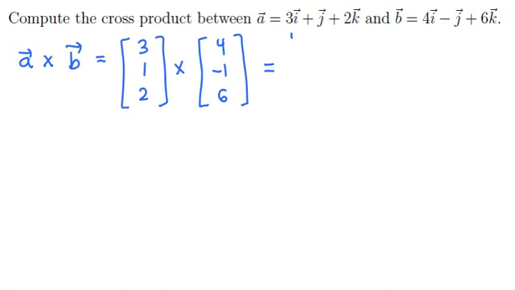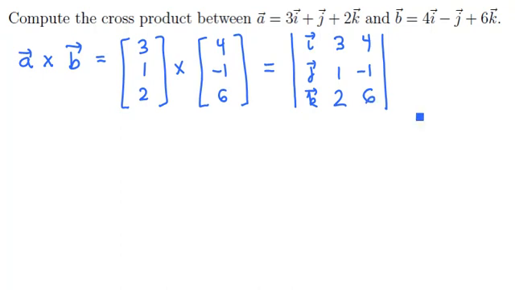So remember, this is the process where we're going to write a block of numbers. The first column of this block is going to consist of the three standard basis vectors i, j, and k. The next column is going to consist of the components of the first vector in the cross, 3, 1, 2. And the final column will consist of the components of the final vector in the cross, so 4, minus 1, 6.